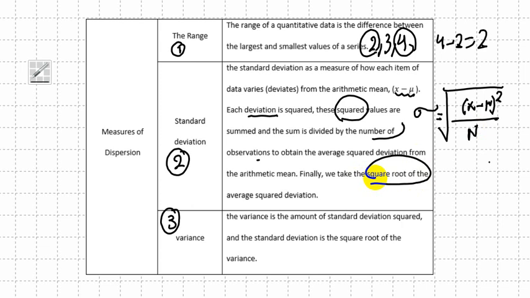Regarding the variance, it's not a new expression or a new measure. It's exactly like the standard deviation but squared. So variance equals standard deviation squared.